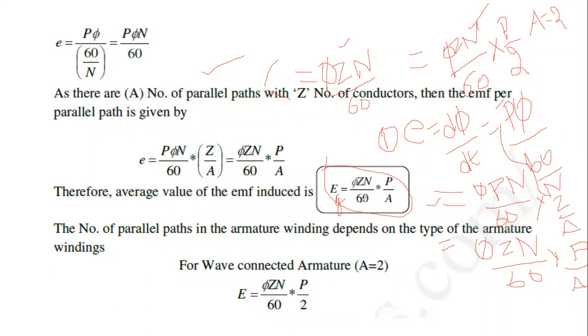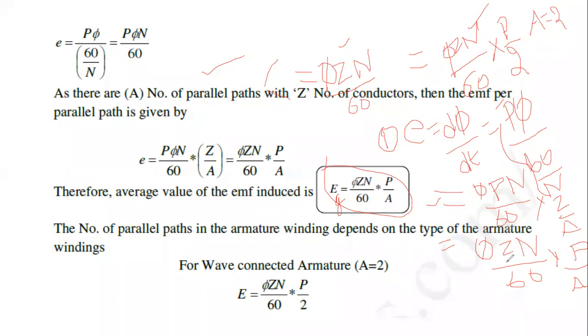This is the EMF equation that will be generated in the case of a DC generator. The second step is d phi is replaced with P phi and dt is replaced with 60 by n seconds. Therefore this can be written as phi Pn by 60. Then this equation is multiplied with Z by A, and it can be written as phi Zn by 60 into P by A.